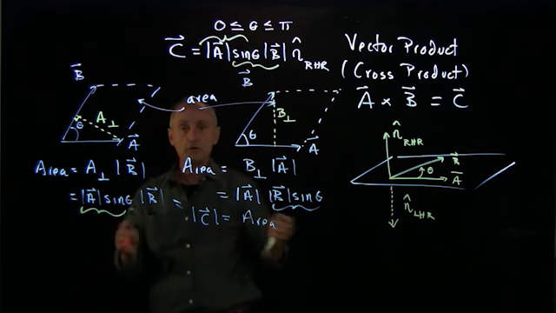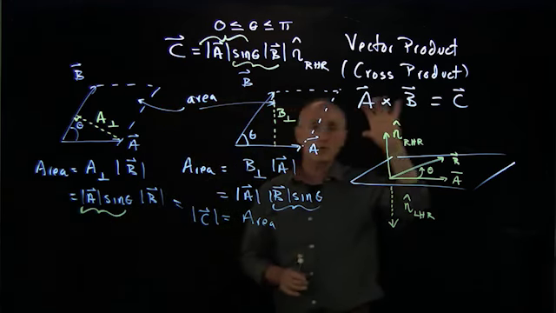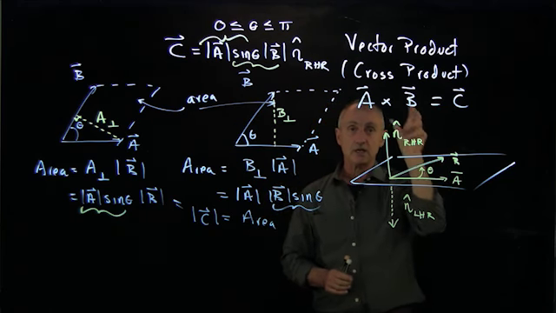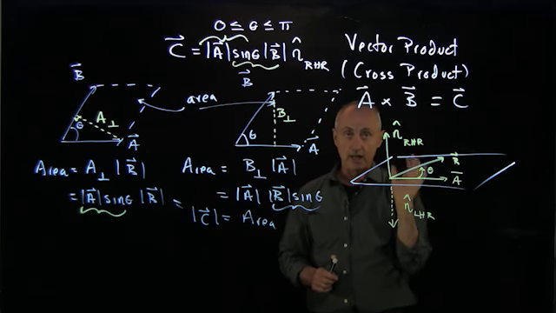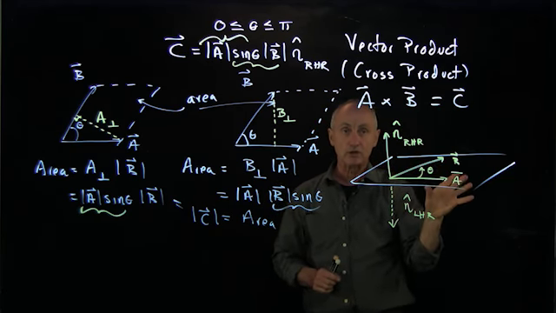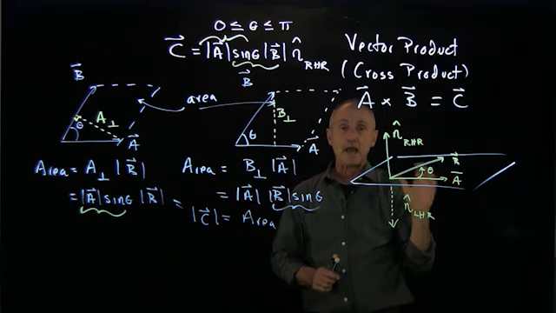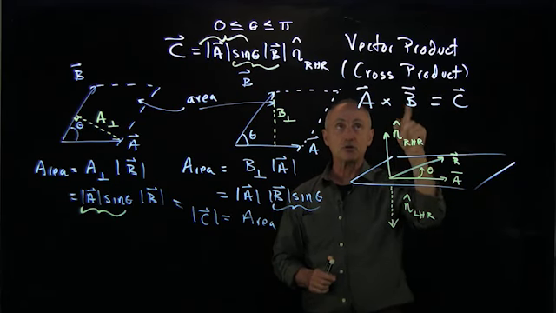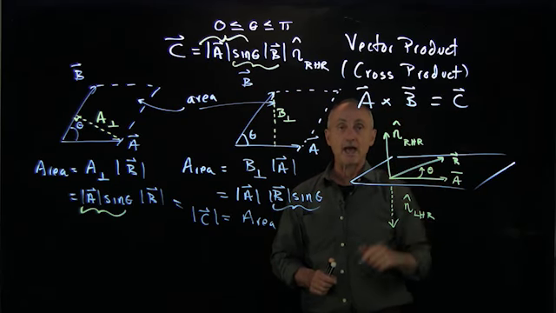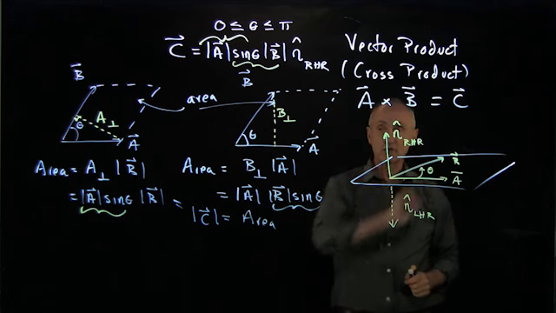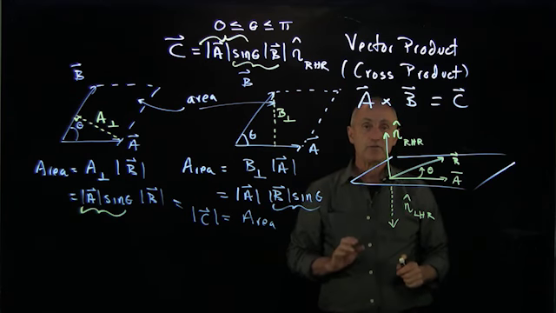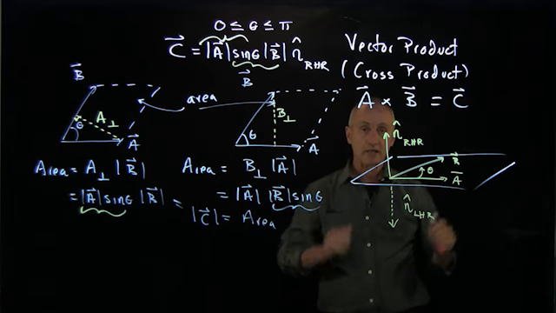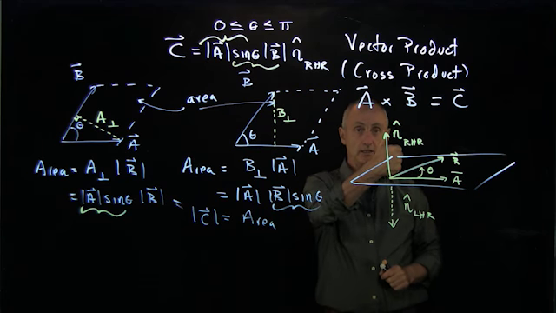So in either choice, our vector operation says take any two vectors. Any two vectors form a parallelogram. The area of that parallelogram is the magnitude of the vector product, and the direction of this new vector C is given by the right-hand rule with respect to that parallelogram.